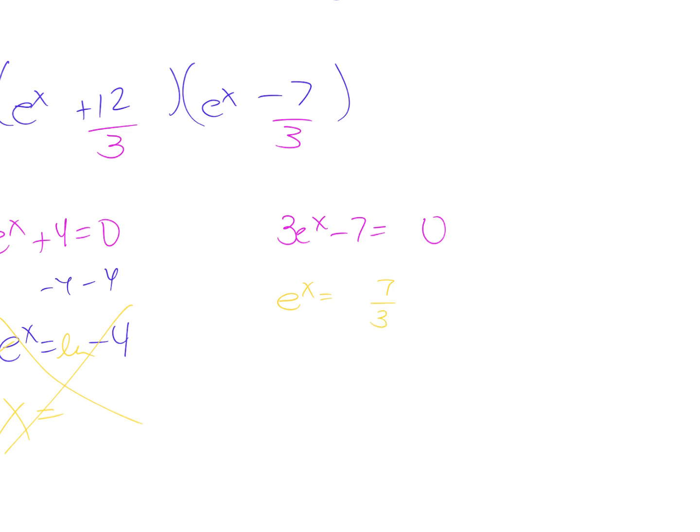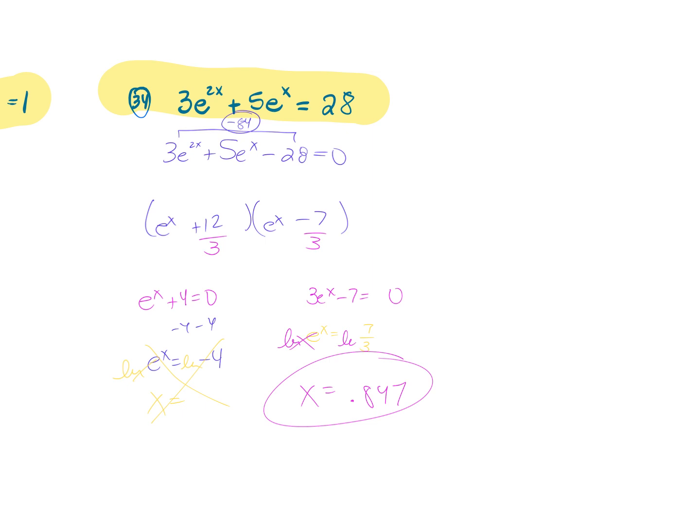What's the opposite of e to the x? ln. So I'm going to take the ln of both sides. I get x equals, what is the natural log of 7 over 3? Natural log of 7 divided by 3 is what? 0.847. And what can you do with that? You can plug it back in and check.